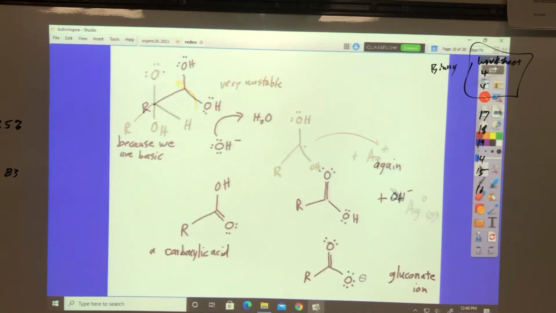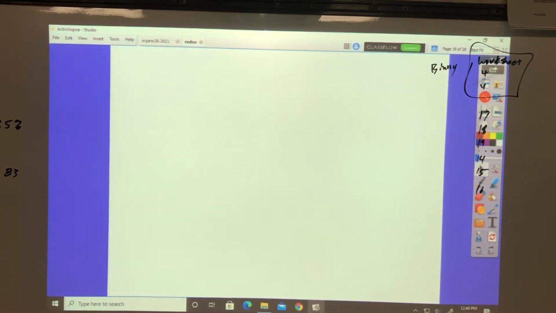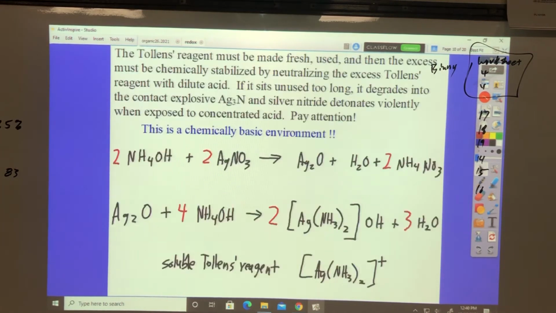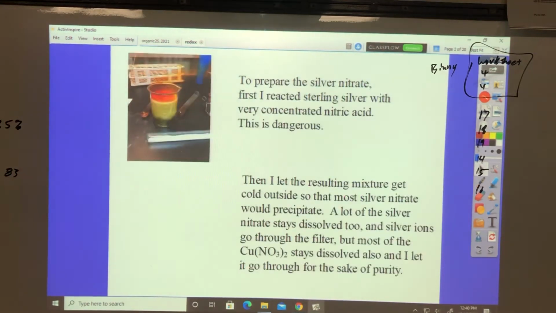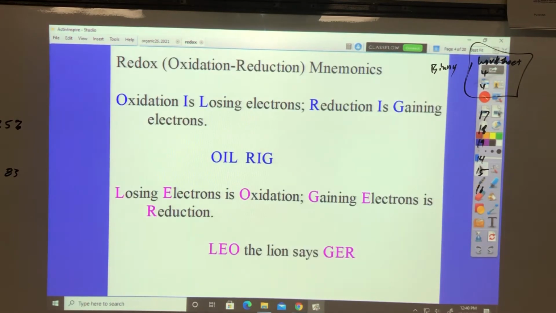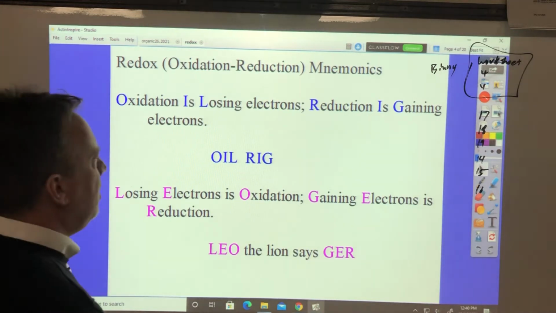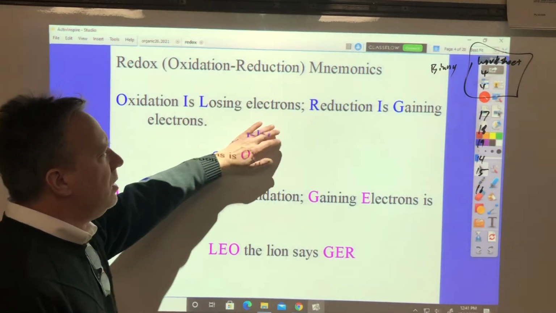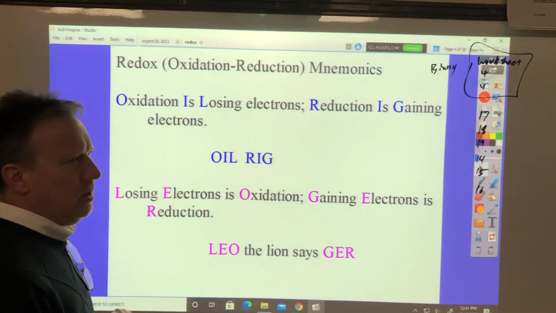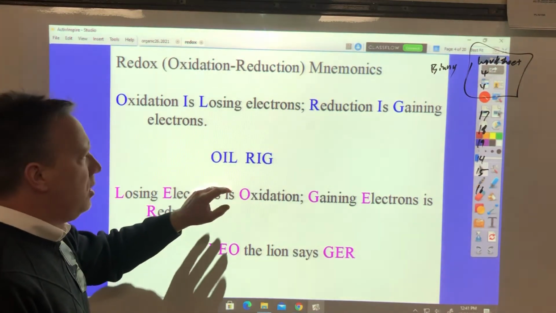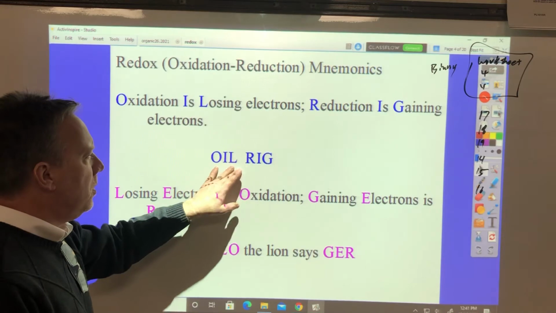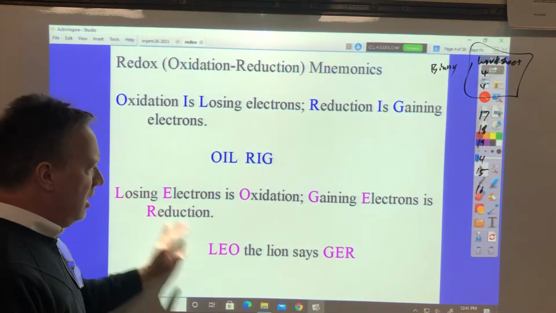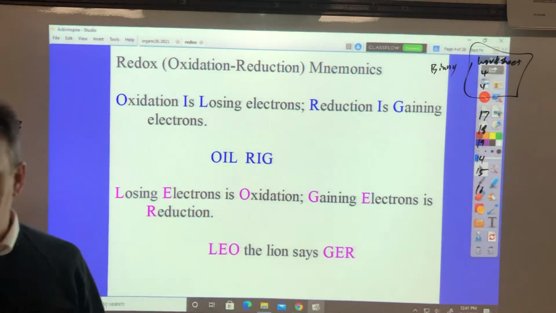Something happened here. Where's my big page? Here we go. I want to remind you from physical science class, I know you talked about this, that oxidation is losing electrons, reduction is gaining electrons. And you may remember the mnemonic OIL RIG, or LEO the Lion says GER if you want to do it the other way.